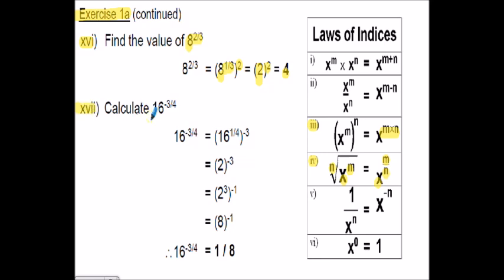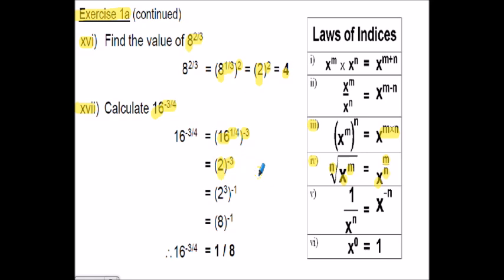Part 17, we're asked to calculate 16 to the power of minus 3 upon 4. So what we can do here again is break this down into 16 to the power of a quarter, and that's raised to the power of minus 3. Again, I've not affected the sum. I've still got 16 to the power of minus 3 upon 4, but I've broken it down. And what I've basically got in the bracket is a fourth root of 16. And the fourth root of 16, you can look in our tables, would be 2. So I end up with 2 to the power of minus 3.